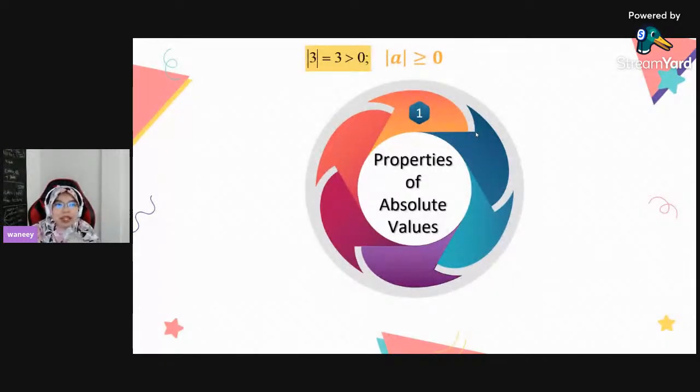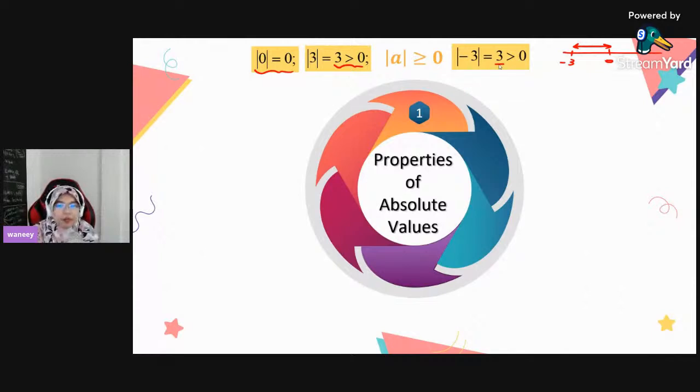So for example, if you put 3 inside the modulus, the absolute value of 3 is equal to 3, which is greater than 0. If we substitute 0 inside our modulus, then the modulus of 0 is simply equal to 0. Now let us try a negative number. The modulus of -3 is also equal to 3 because we are talking about the distance. This is 0, this is -3, so the distance from 0 up until -3 is simply 3 units, and 3 units is definitely greater than 0.